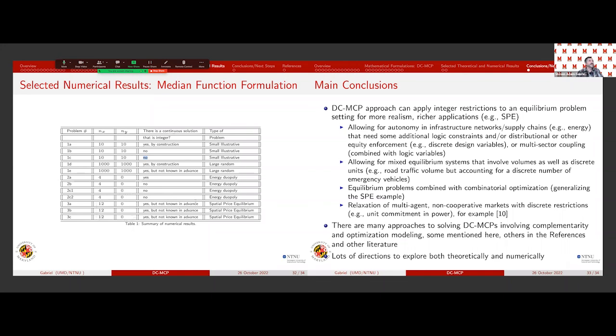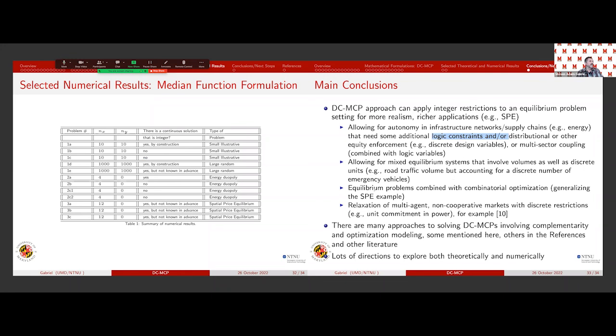Yeah, so let me just summarize. Basically, this class of problems can apply integer restrictions to equilibrium settings. You get richer models. It allows autonomy in these infrastructure networks where people are solving separate optimization problems in terms of profit or time or travel, whatever. But then there's some sort of benign, benevolent ruler here who's saying, well, we need some fairness as well. So that's where the logic constraints might come in.